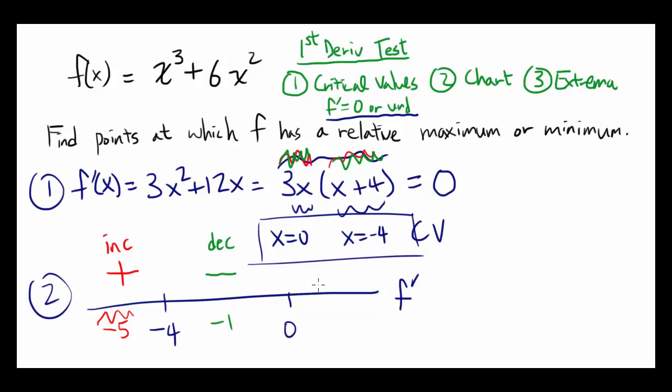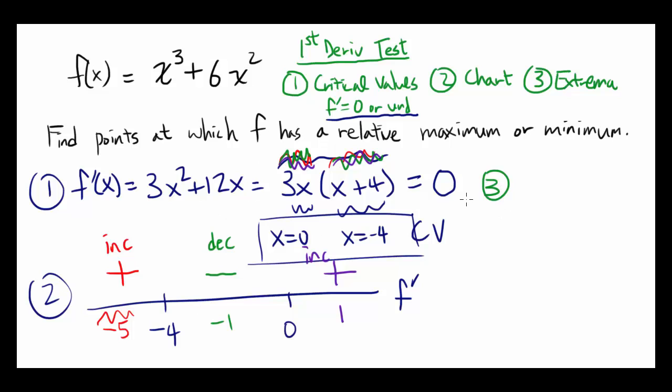Lastly, after 0, what's happening? Let's pick 1. 3 times 1 is positive, 1 plus 4 is positive, so this thing is going to be positive. And because f prime is positive, f is increasing after 0. So now let's go to the last step. We have to find extrema.